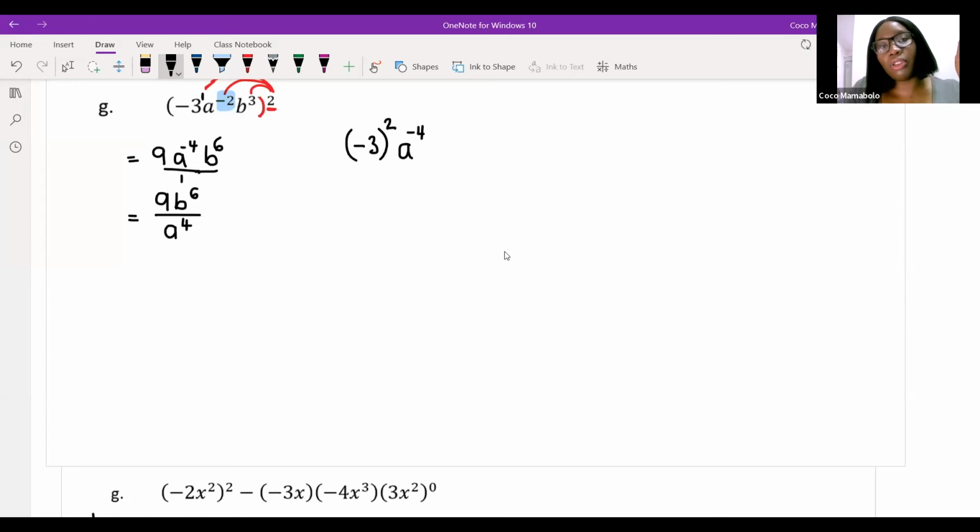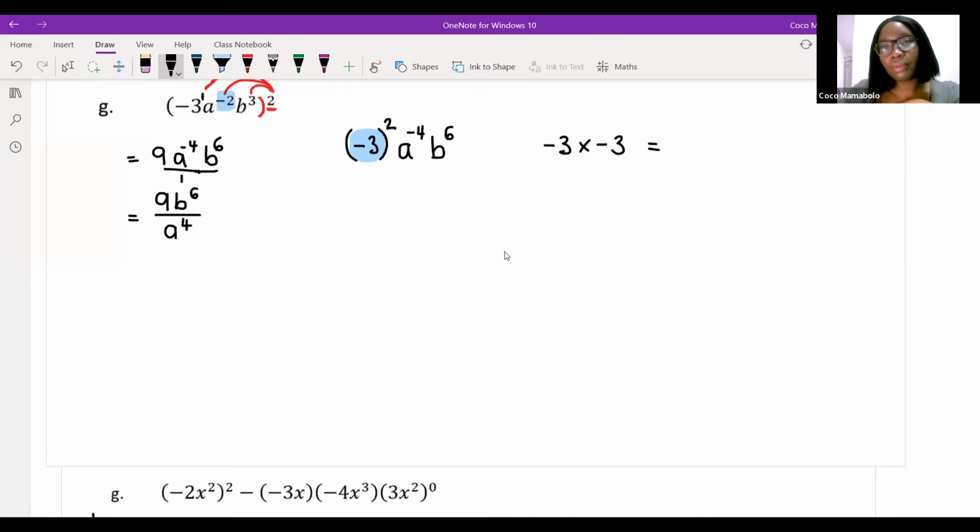And then b over here, b has a power of 3. So I have to go 2 times 3, and that will give us 2 times 3? Positive 6. That's it. 6. Now, if we look at this -3 to the power of 2, -3 to the power of 2 is the same thing as -3 times -3. Now, if I have to multiply -3 times -3, what's that going to give me?